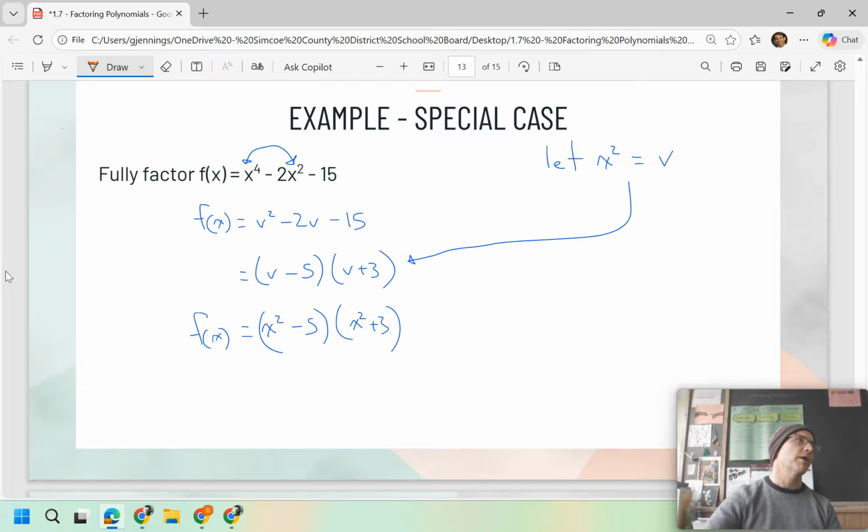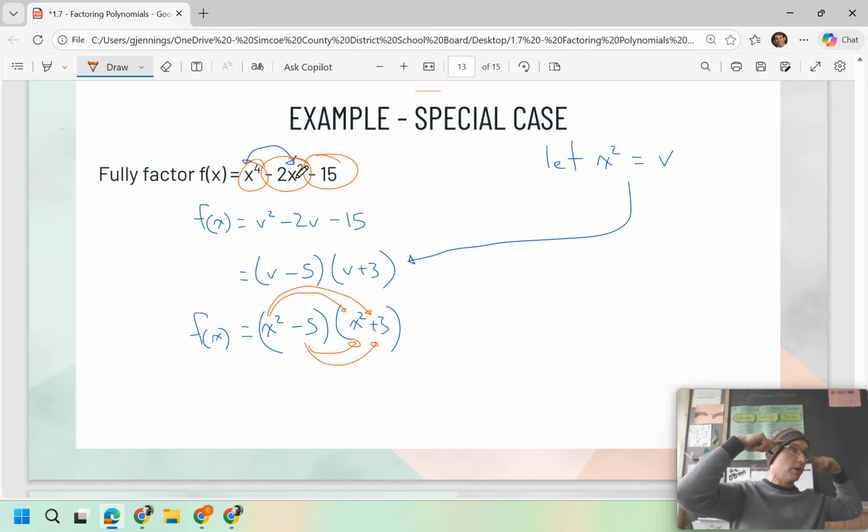Someone tell me to check my work because I shouldn't trust myself. Check your work. You shouldn't trust yourself. Good, good. So I'm going to do this. X squared times x squared is indeed x to the 4. X squared times 3 is 3x squared minus 5x squared. 3x squared minus 5x squared is indeed negative 2x squared. And negative 5 times 3 is indeed minus 15. I just got a mental math workout.